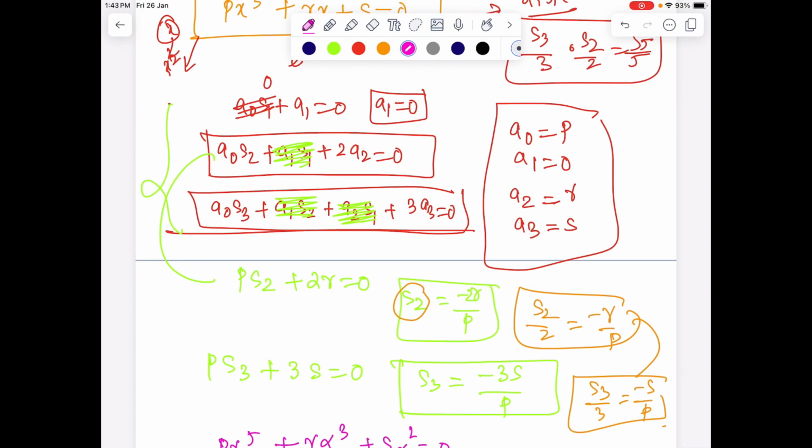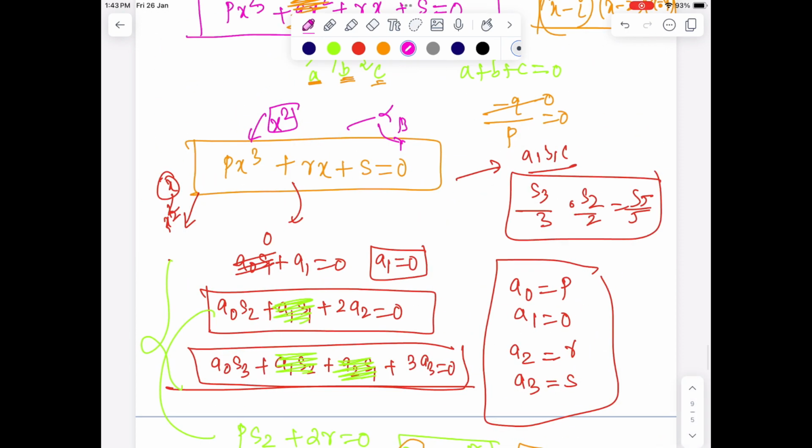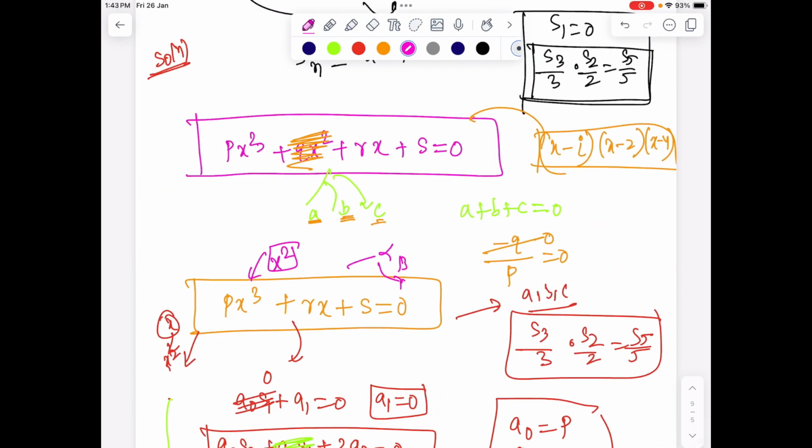So you see how, in a fantastic way, we are able to tackle this problem, which in the first go has nothing to do with the cubic expression, and then we executed this.